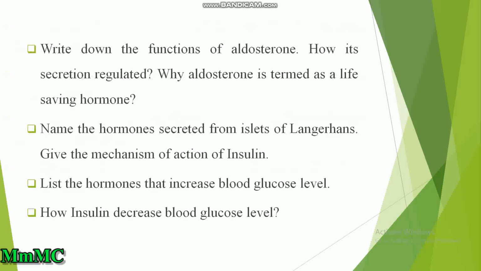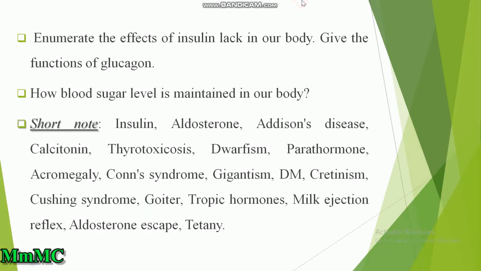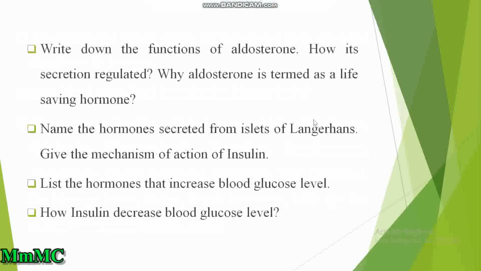Why is cortisol termed as stress hormone? Now write down the functions of aldosterone. How is its secretion regulated? Why is aldosterone termed as life-saving hormone? Now I repeat, write down the functions of aldosterone, how its secretion is regulated, why aldosterone is termed as life-saving hormone. Now name the hormones secreted from islets of Langerhans.